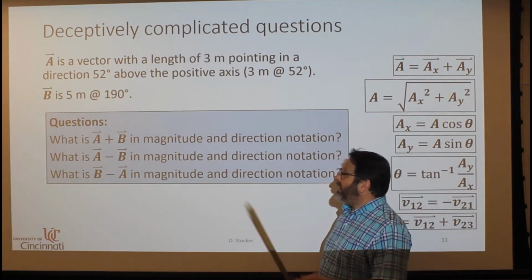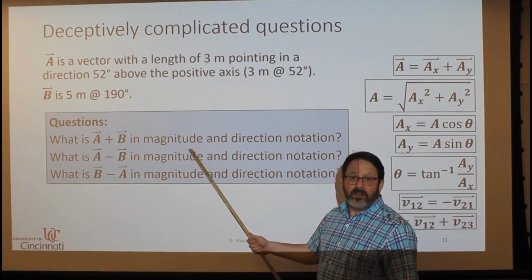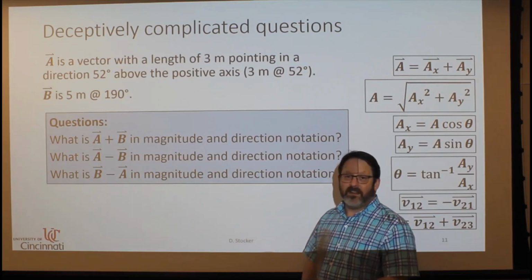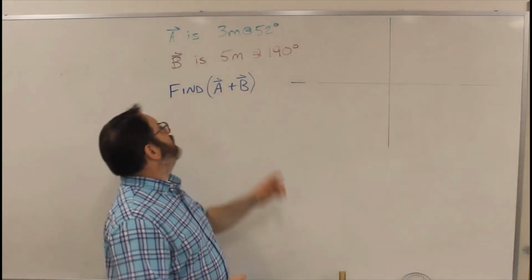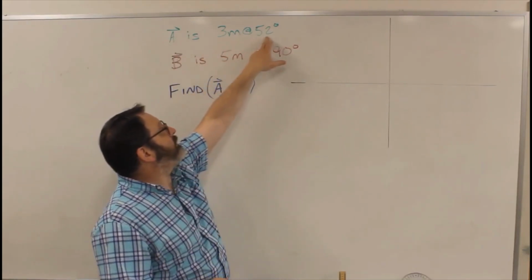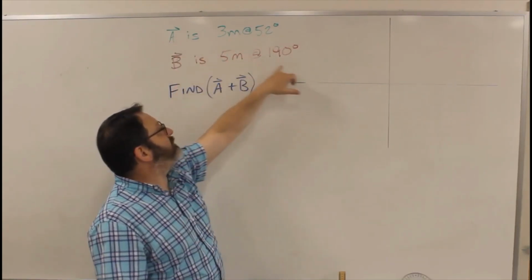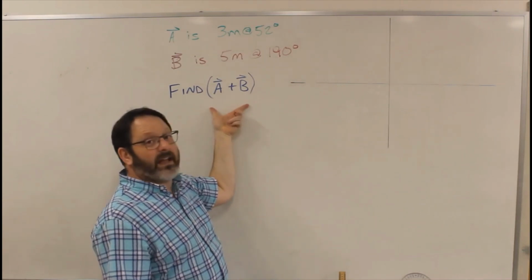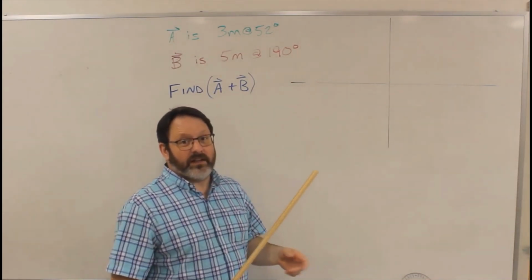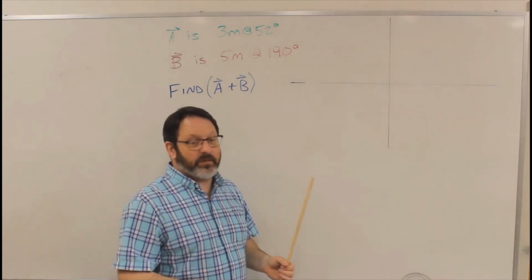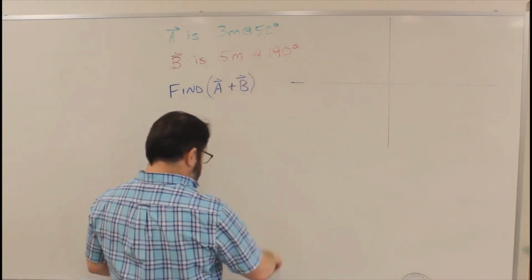So I'm actually going to do the first one, so you'll get to see how complicated this actually is. All right, so now I'm going to try and solve that problem. A is 3 meters at 52 degrees. B is 5 meters at 190. Find A plus B. So first way I'm going to try and do it is graphically. This can't give an exact solution, but it can get you close. So I'm going to draw these things.